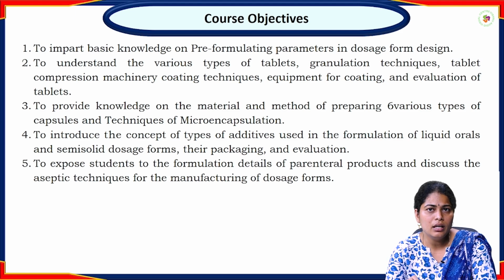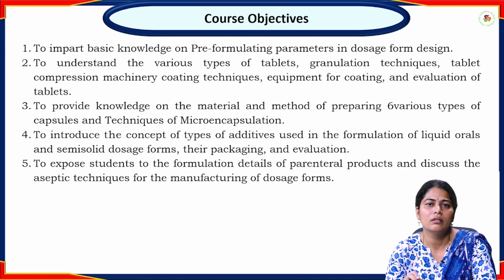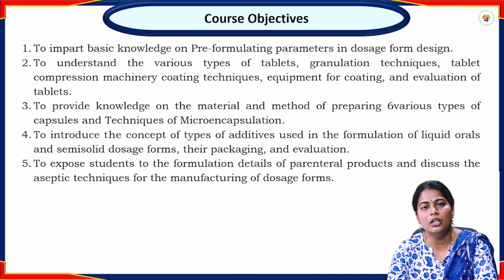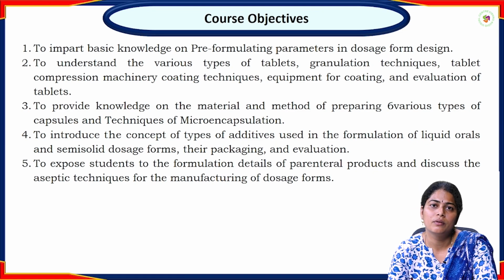In course objective 3, the objective is to provide knowledge on the materials and methods for preparing different types of capsules and techniques for microencapsulation, everything we will discuss. That is the third objective in industrial pharmacy. The fourth objective is to introduce the concepts of the types of additives used in the formulations of syrups, which is nothing but solutions, suspensions and emulsions, which are liquid orals, as well as some semi-solid dosage forms and how we will pack the dosage forms. All these are in course objective 4.